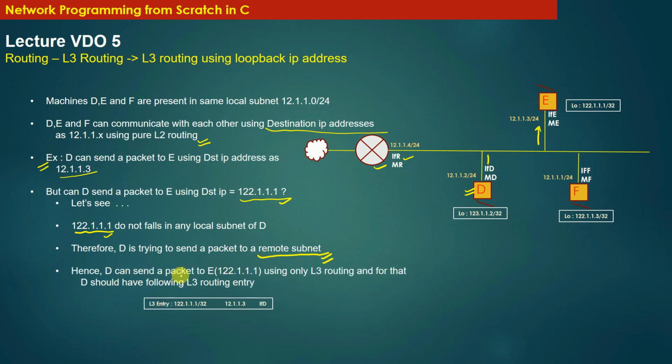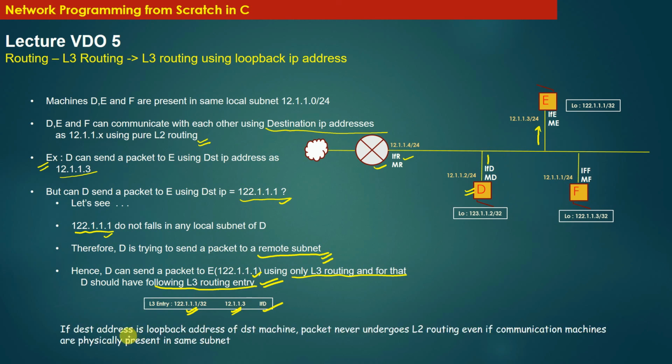Hence, D can send a packet to E using destination IP address 122.1.1.1 using only L3 routing, and for that D should have the following L3 routing entry in its routing table. That is, in order to reach this remote subnet, the next hop IP address is 12.1.1.3 and the local outgoing interface is IFT. So the final conclusion is that if the destination address of the packet is actually the loopback address of a destination machine, the packet never undergoes L2 routing even if the communicating machines are physically present in the same subnet.